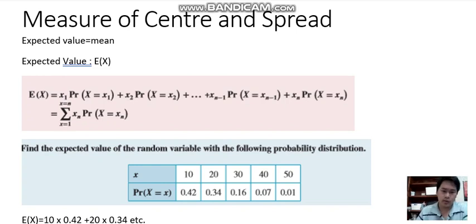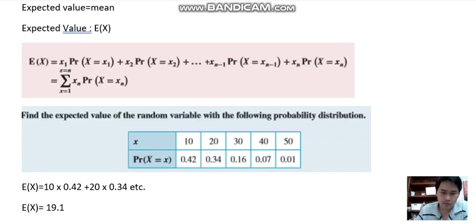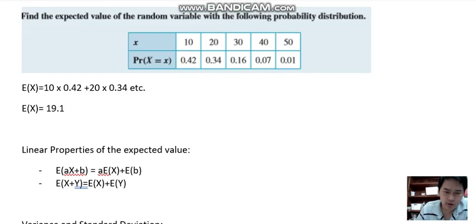So what you do is follow this formula, x1 plus that. Instead of x1, it'll be x10 plus x20. So 10 times 0.42, this is the first x times its probability, plus 20 times 0.3, etc. You multiply these numbers, add them together, and you get 19.1. Yeah, and next we're going on.